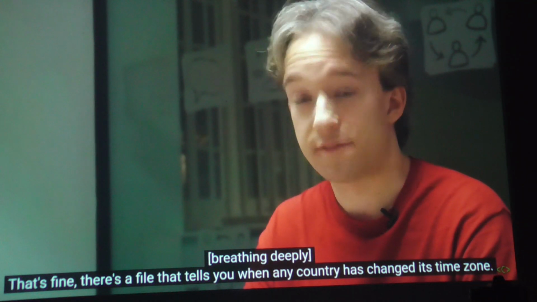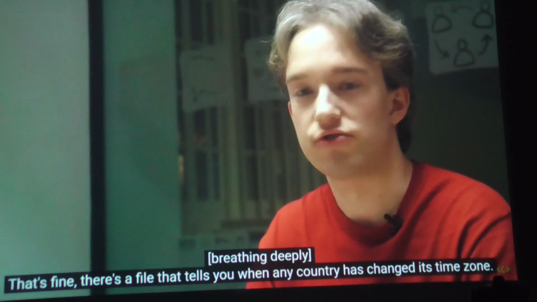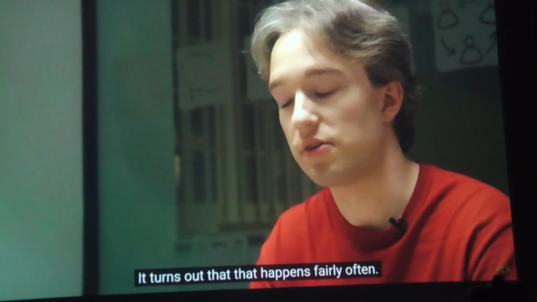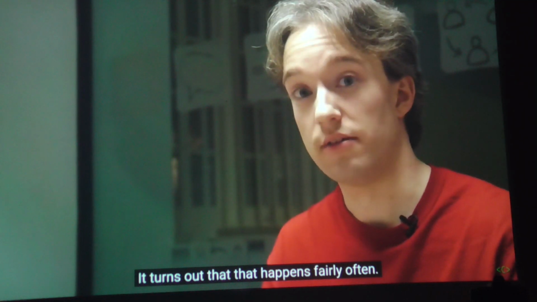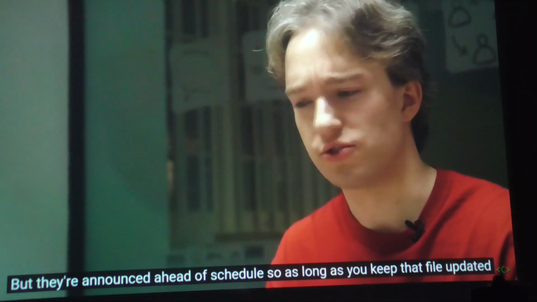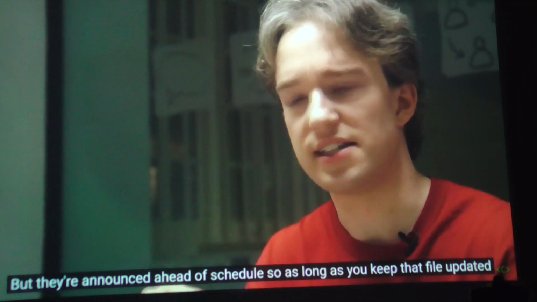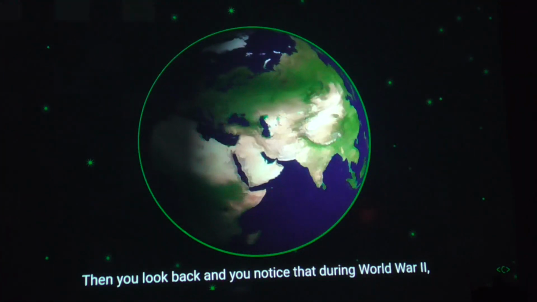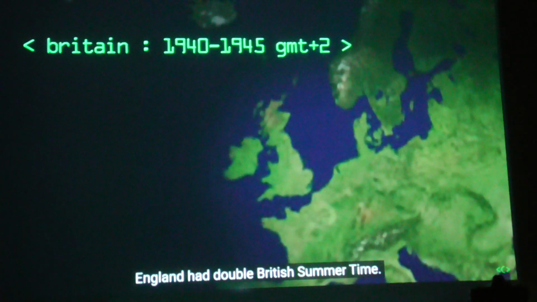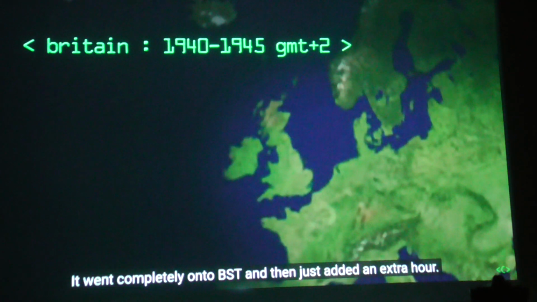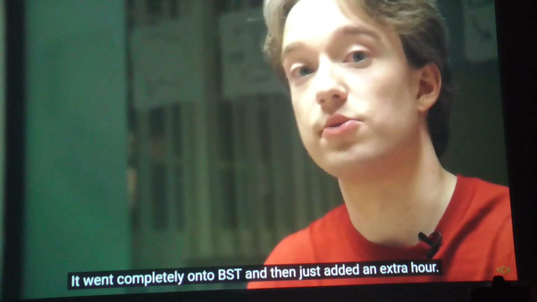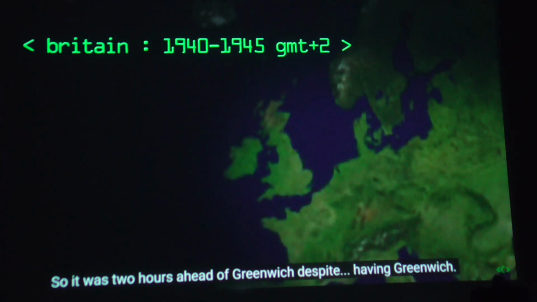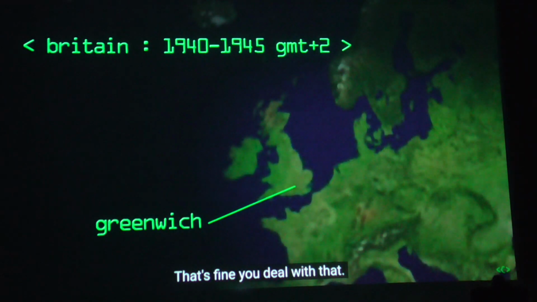That's fine. There's a file that tells you when any country has changed its time zone. It turns out that happens fairly often. But they're announced ahead of schedule, so as long as you keep that file updated and code that into your program's logic as well, it'll be fine. Then you look back and you notice that during World War II, England had double British summer time. It went completely onto BST and then just added an extra hour, so it was 2 hours ahead of Greenwich. It's fine, you deal with that.